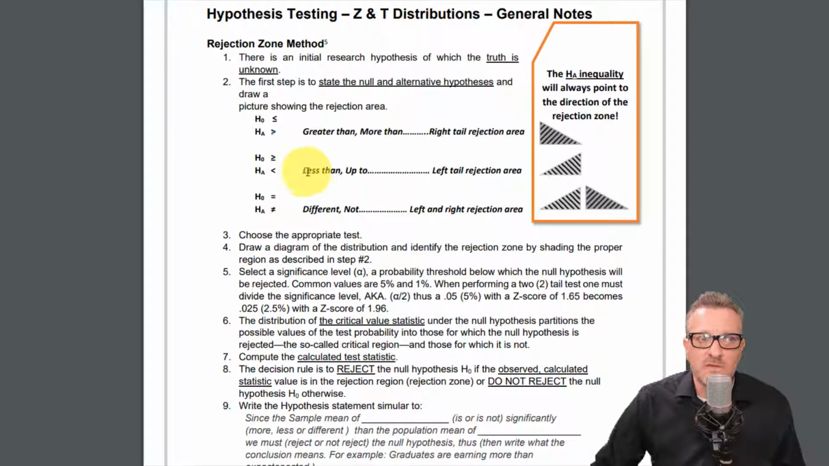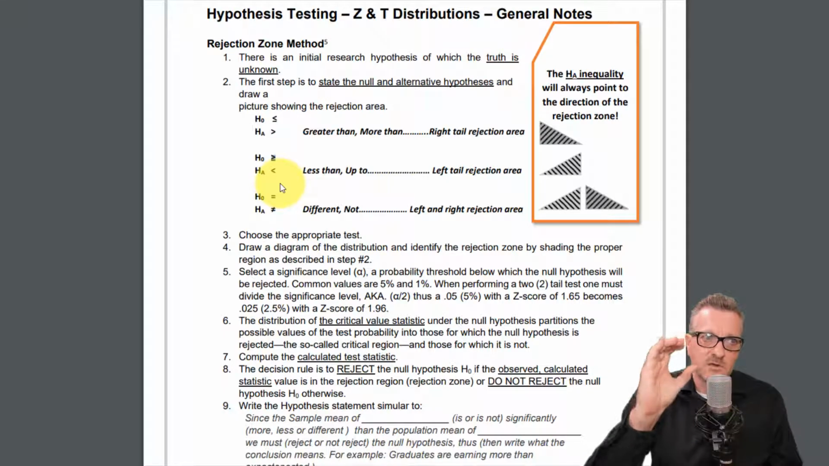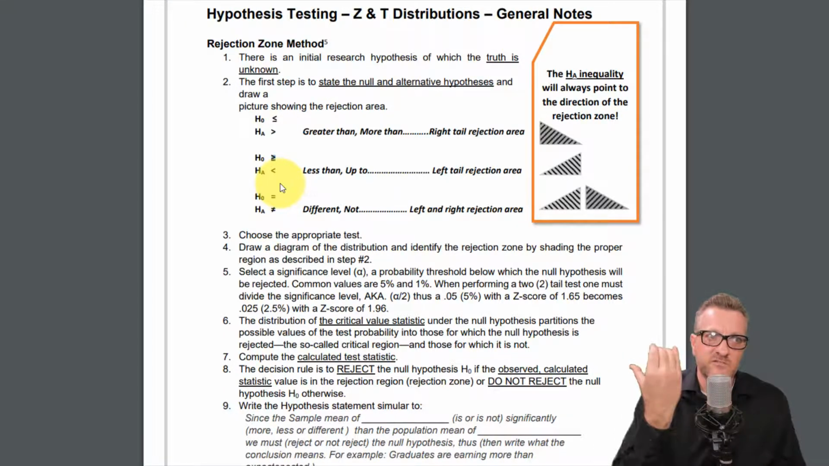And then the other one is when we see less than or up to. And in that case, usually they're written with a null hypothesis being greater than or equal to, and the alternative being less than.